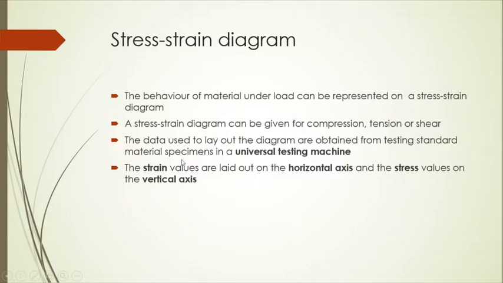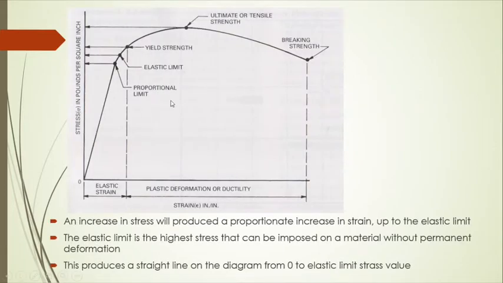So stress, as we have seen before. Here is another form of a stress strain diagram. At the bottom you have strain, which is unitless, or inches per inch. And the vertical axis is stress, which can be pounds per square inch in the empirical system, or in the metric system, newton per millimeter square.